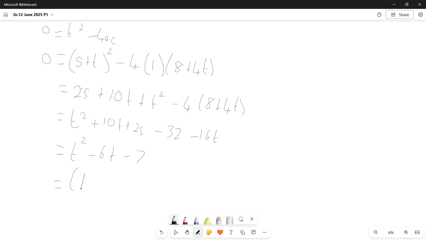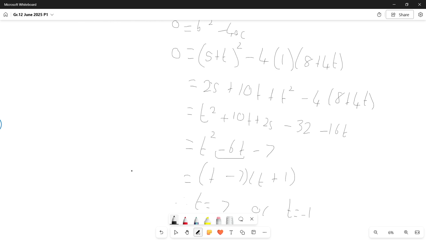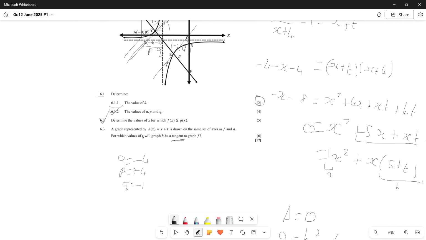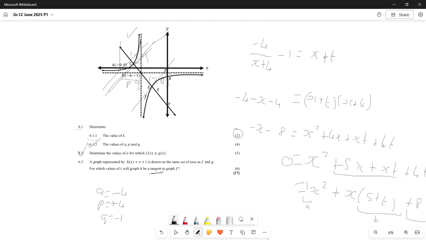So here, once we have factorized this, we're going to open up our brackets. We have t in one bracket, t in the other bracket. The only factors of 7 are 1 and 7, and then we have a minus 6t here. So we have a minus 7 and a positive 1 over there. And then at this stage, we have t equals 7 or t equals minus 1. Cool. And those are the values for t that satisfy this equation. For which values of t will the graph h be a tangent to graph f: when t is minus 1 and when t is positive 7.